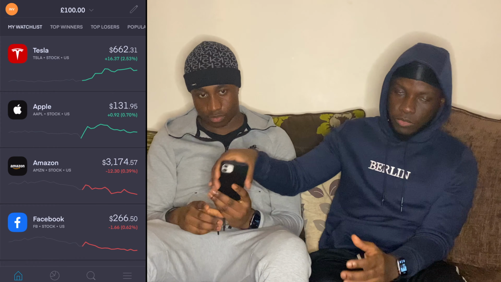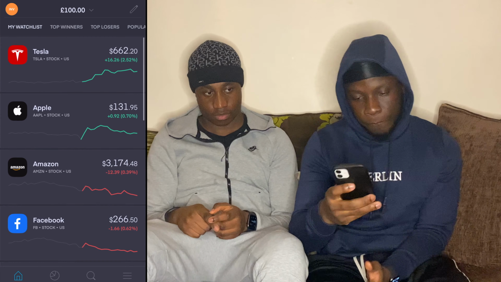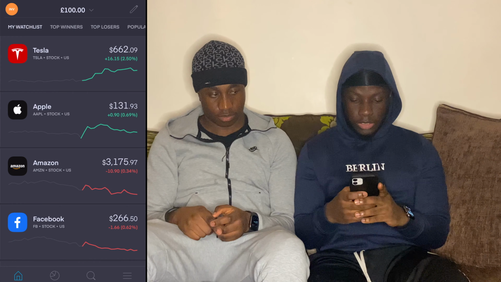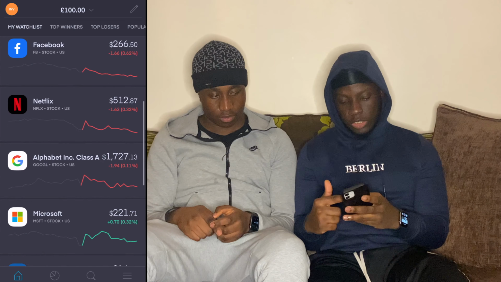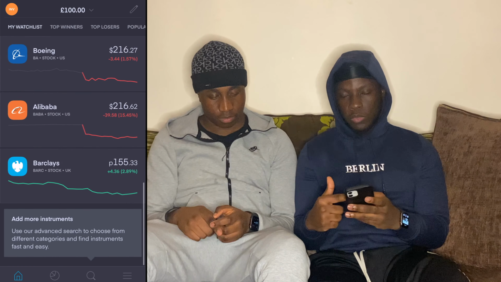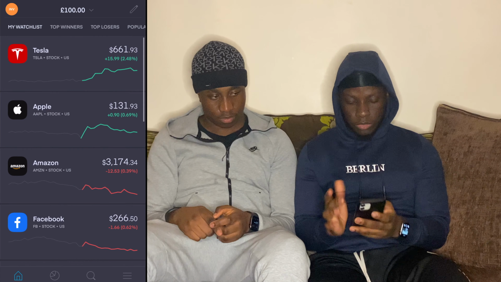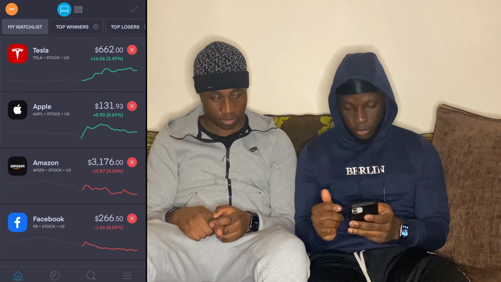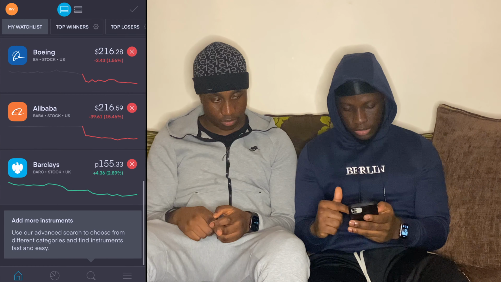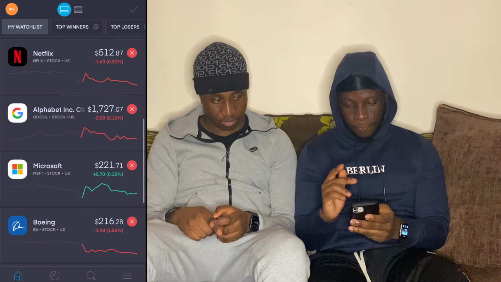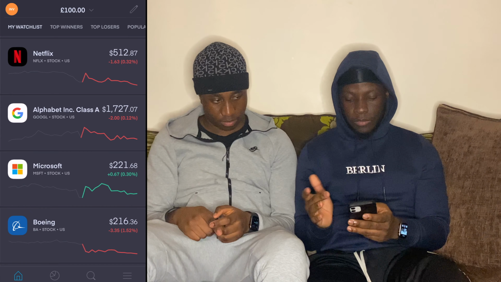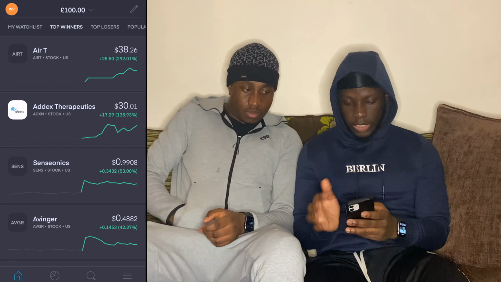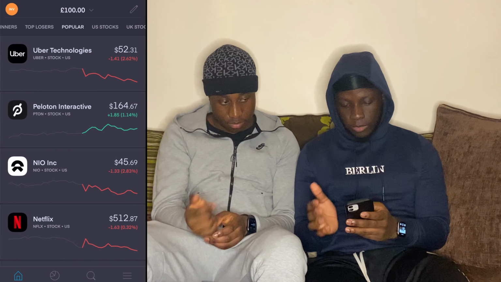So let me take you through the whole process. Here we have the home menu, and this is basically where you see your watch list of the different stocks that you want to keep an eye on. To get rid of some stocks here, you just click on this little pencil icon in the corner, and delete whatever stocks you don't want to see, probably like Alibaba and all of this stuff. Get rid of it, and you can replace it with other stocks that you like to keep watch of before you invest into them. Then you have top winners, top losers, popular, and so on.